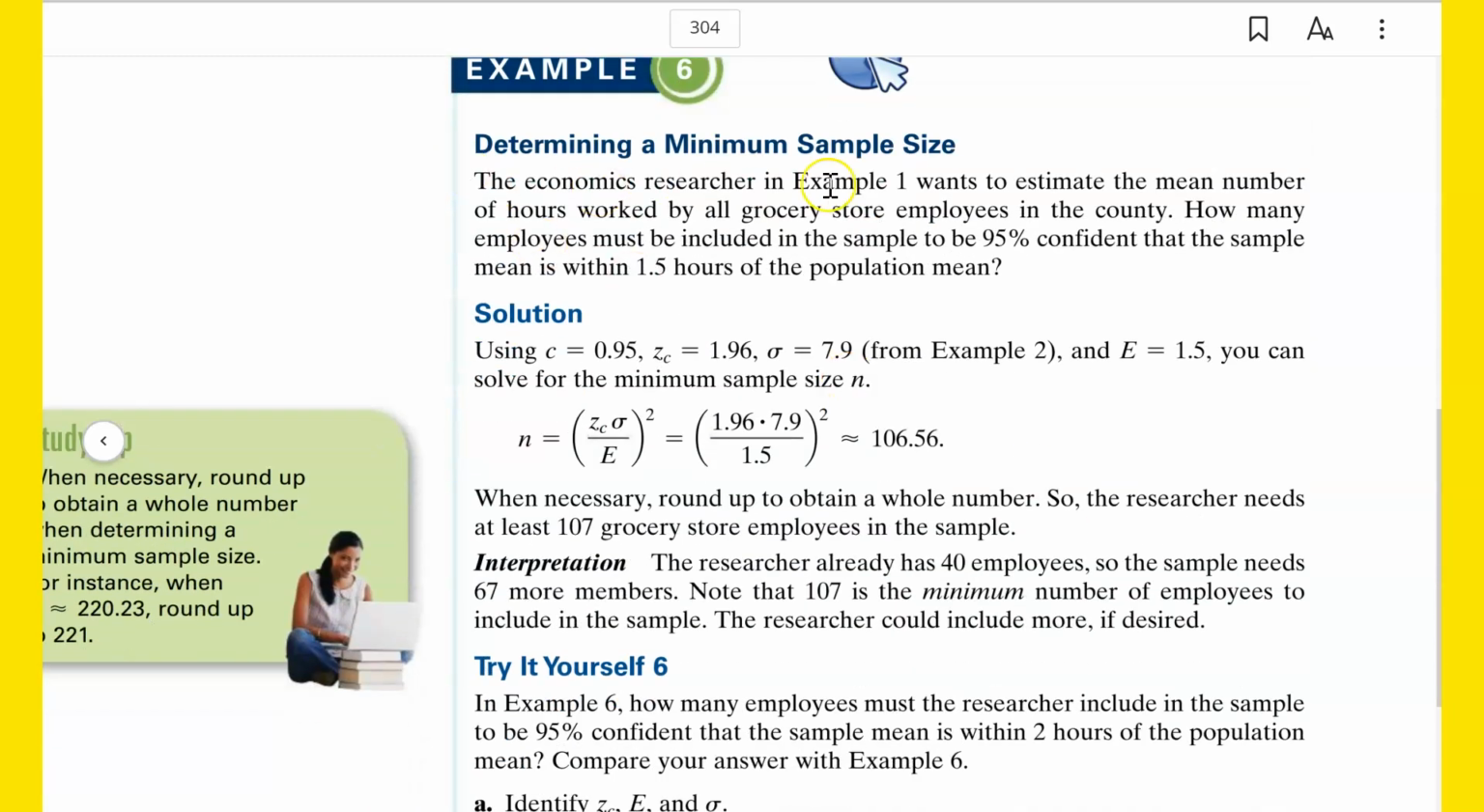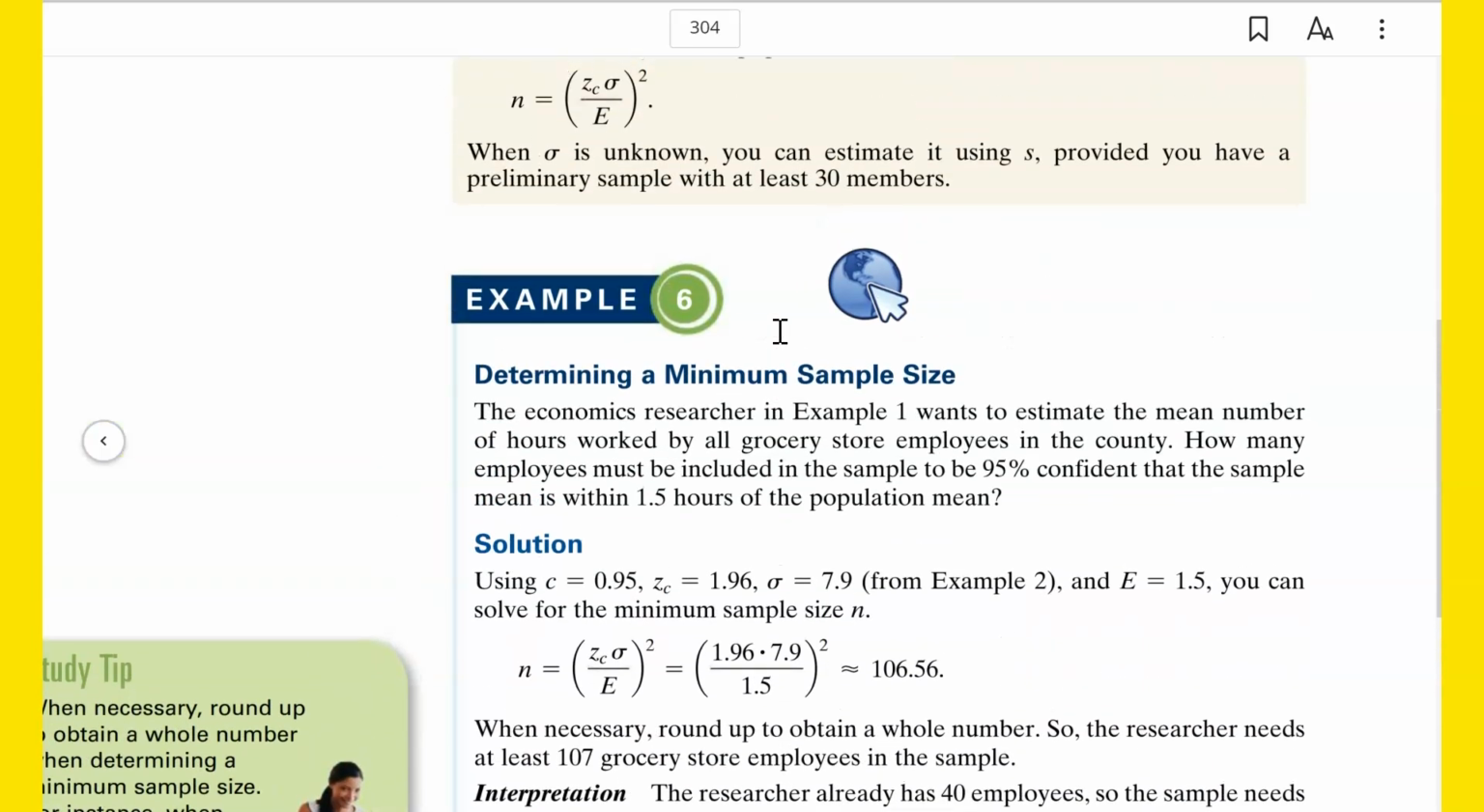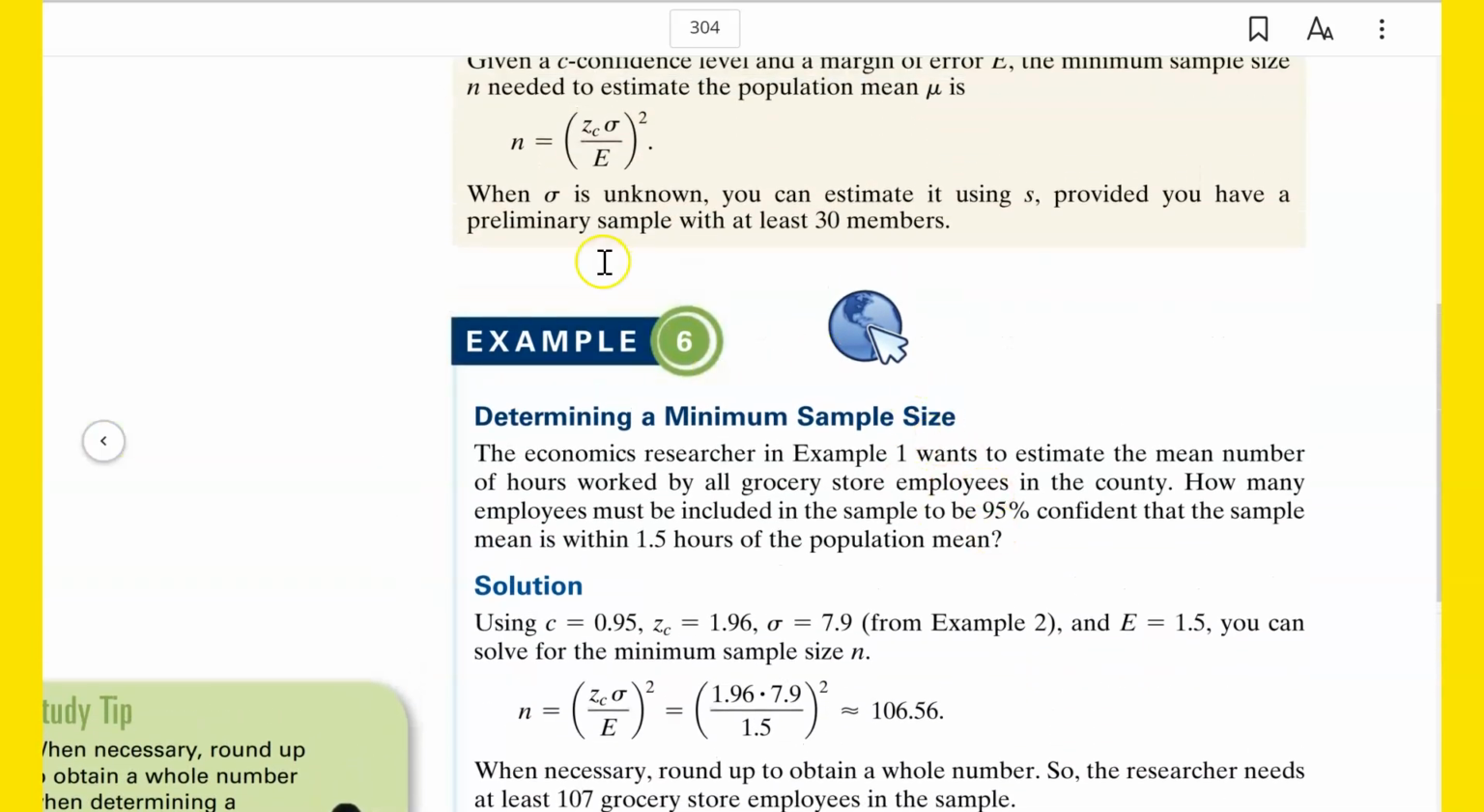Determining minimum sample size. The economics researcher in example 1 wants to estimate the mean number of hours worked by all grocery store employees in the county. How many employees must be included in the sample to be 95% confident that the sample mean is within 1.5 hours of the population mean? So it gives us the margin of error that we want here. The margin of error that we want is 1.5 hours, right? Confident that the sample mean is within 1.5 hours. That means that's our E. All right, so we just use this formula up here. All right, 1.5 goes in for E.